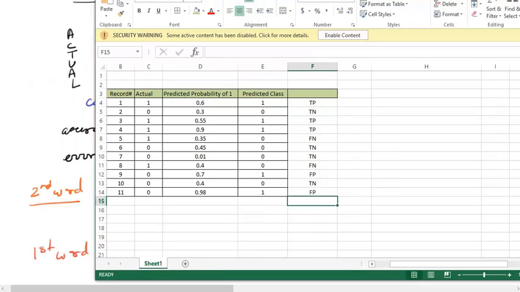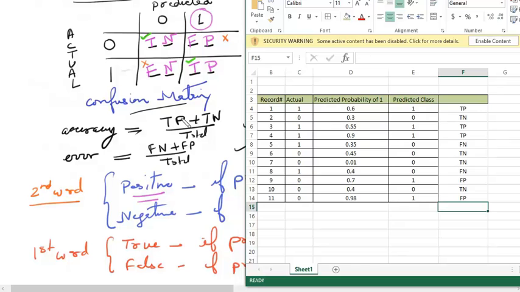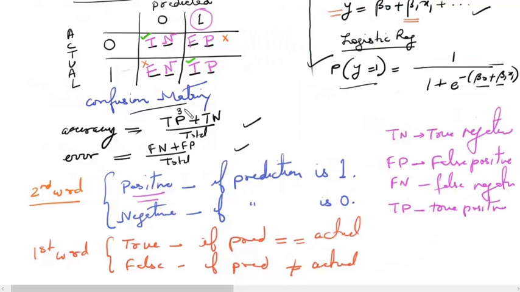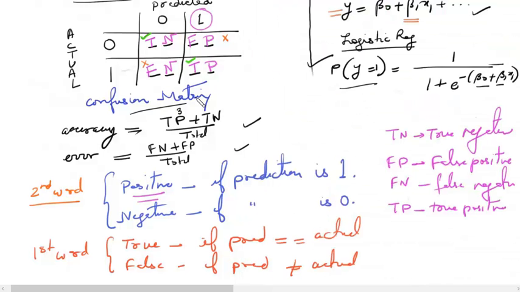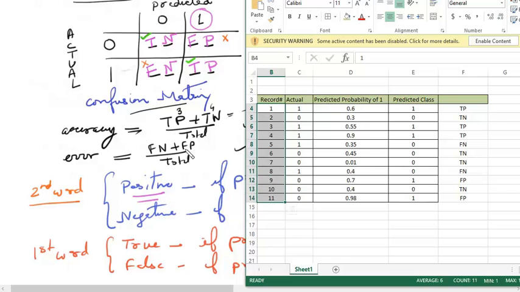So we can again calculate the accuracy now. The accuracy will be TP plus TN divided by total. How many true positives do we have? I have 1, 2, 3. Three true positives, so let me write down a small 3 here. And how many true negatives do we have? I have 1, 2, 3 and 4. I have 4 true negatives, so let me write down 4 here. So my accuracy will be 4 plus 3, which is 7, divided by total 11. I have 11 records in my data.